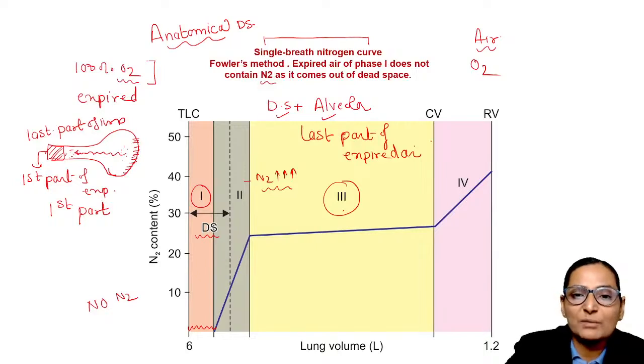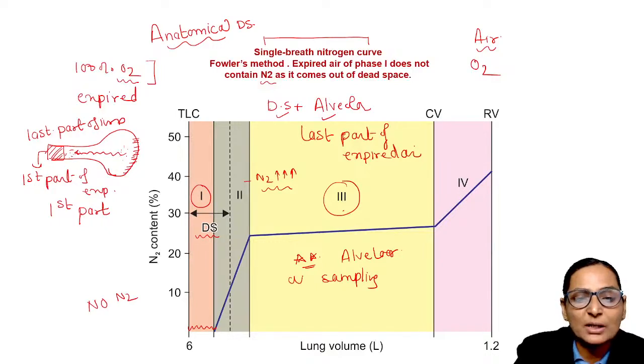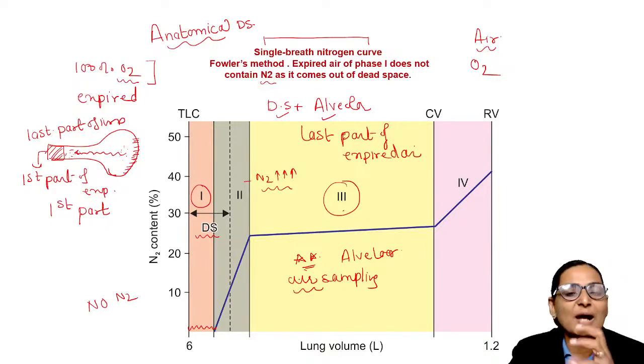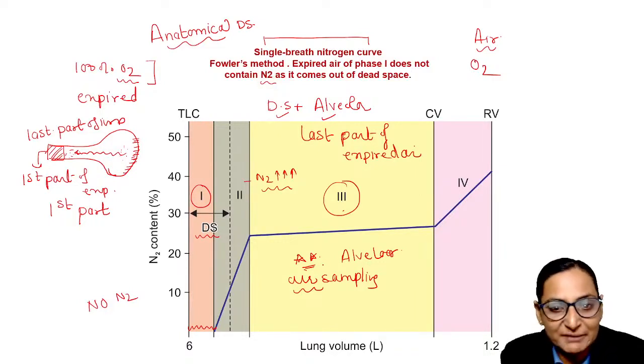And the last part of the expired air is also a very, very important question, because this is the air which is taken for alveolar sampling. Okay, this is the air which is taken for alveolar sampling. So if you have to take an alveolar sample, the last part of the expired air would be most beneficial.